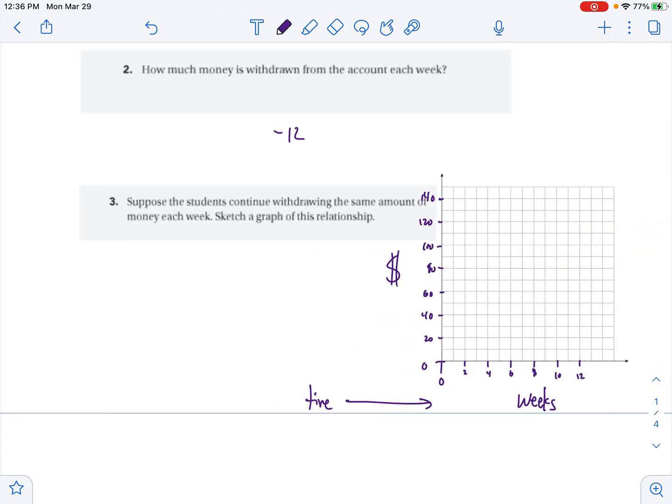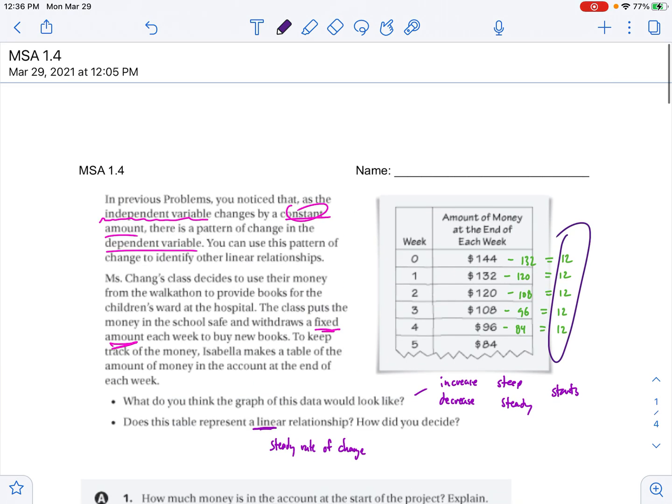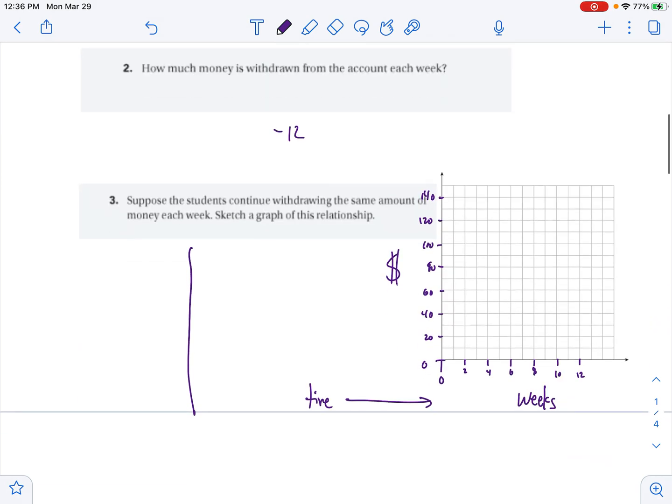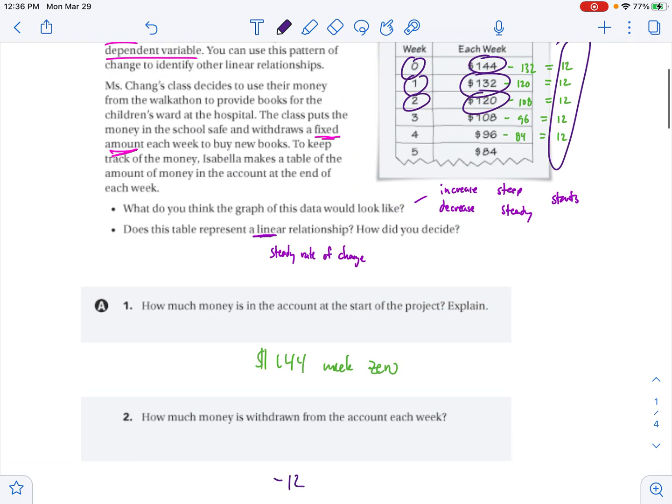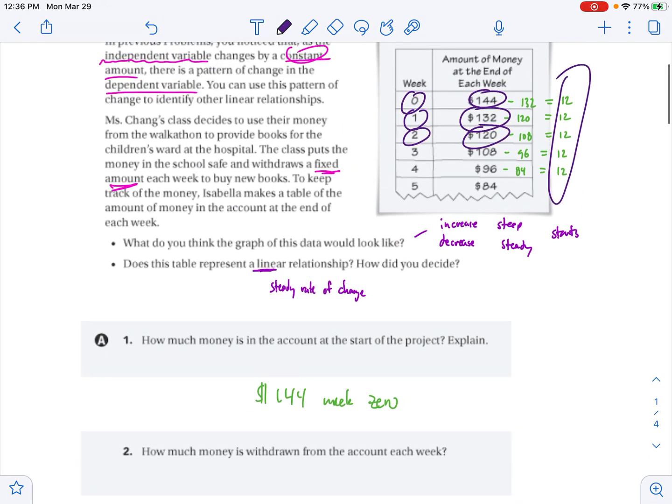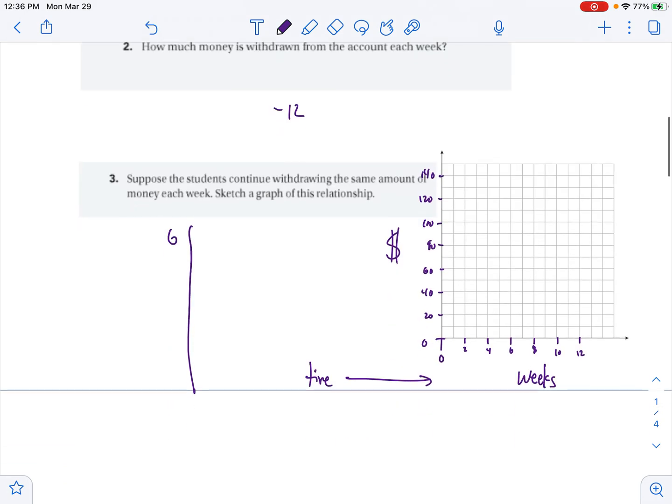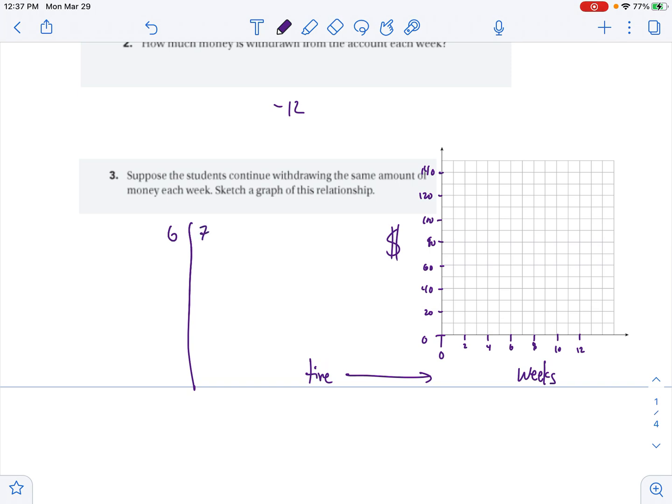What I want you to do now is plot these points that you have up here. So plot 0, 144; 1, 132; 2, 120. Plot each of those points. And when you get down to 5, come over and finish your table. At 6, what is it going to be? 84 minus 12. 84 minus 12 is 72. So go ahead and finish that out. Plot everything.